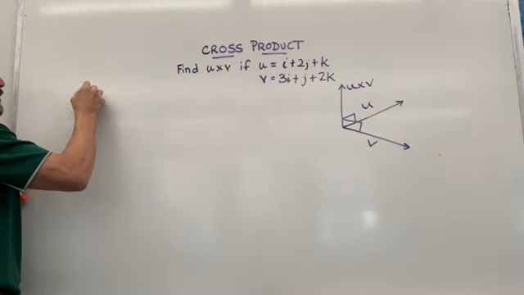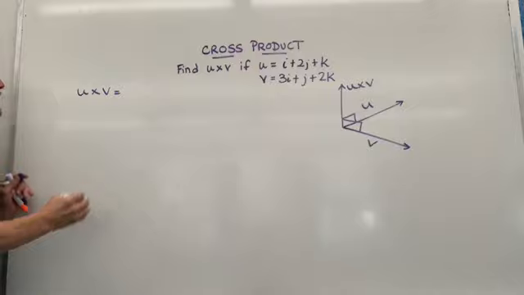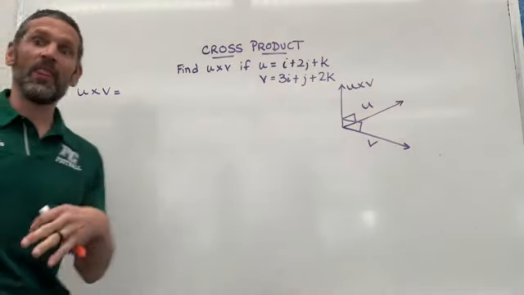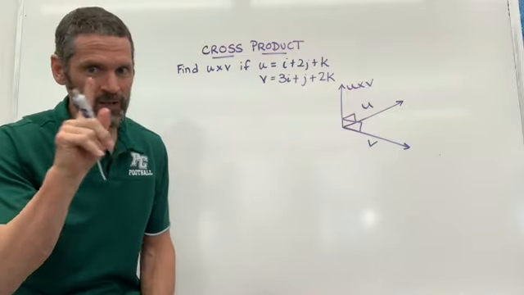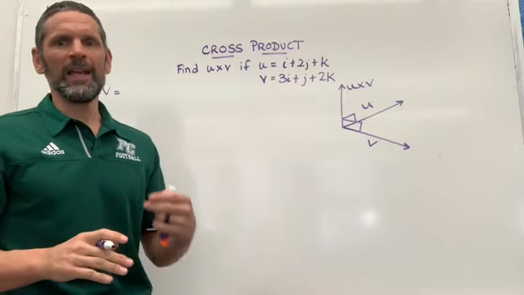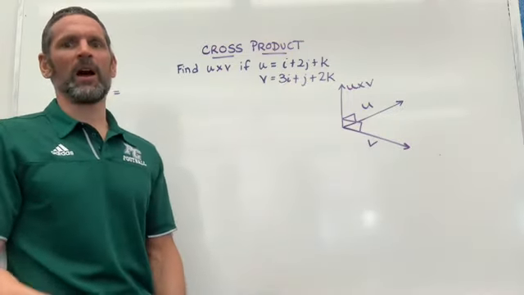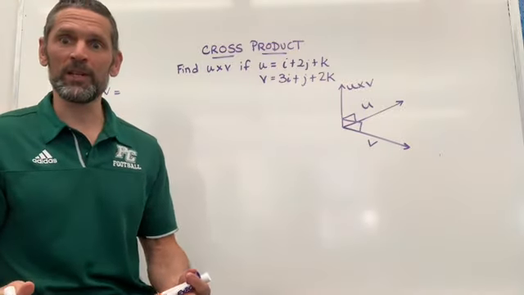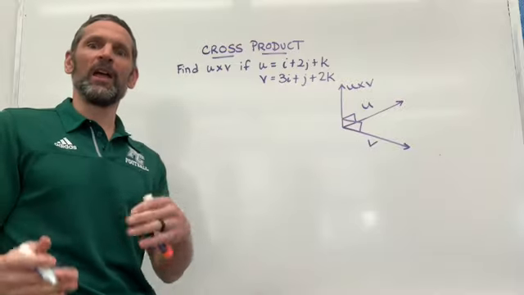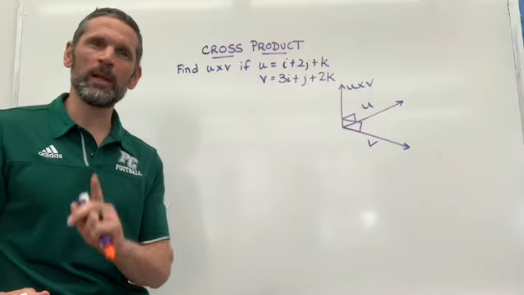Well, u cross v is going to be different than v cross u. The cross product is not commutative. It looks like multiplication, but it's not. So 4 times 3 equals 3 times 4. That's multiplication. That is commutative. The cross product is not, so be careful here.